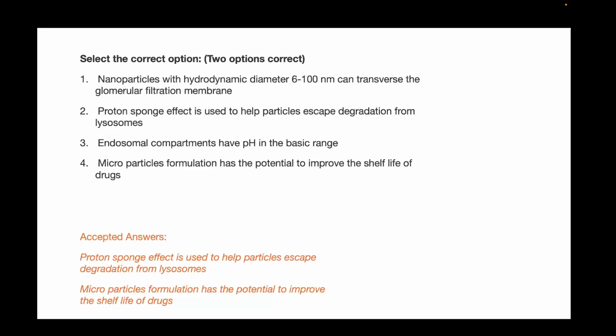Proton sponge effect is used to help particles escape degradation from lysosomes, and microparticles formulation has potential to improve the shelf life of drugs. Endosomal compartments having pH in the basic range, option 3, is false; they have pH in the acidic range. And nanoparticles with hydrodynamic diameter of 6 to 100 nanometer cannot traverse through the glomerular filtration membrane.